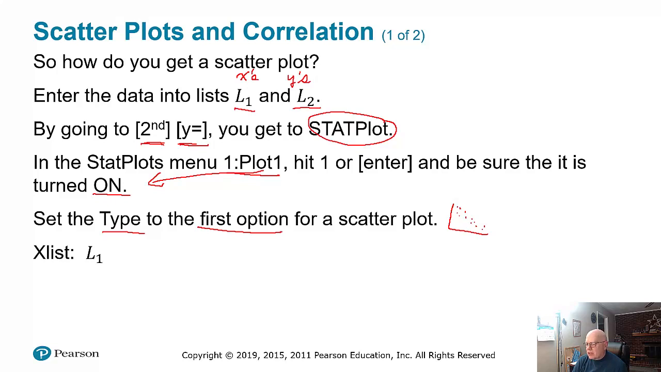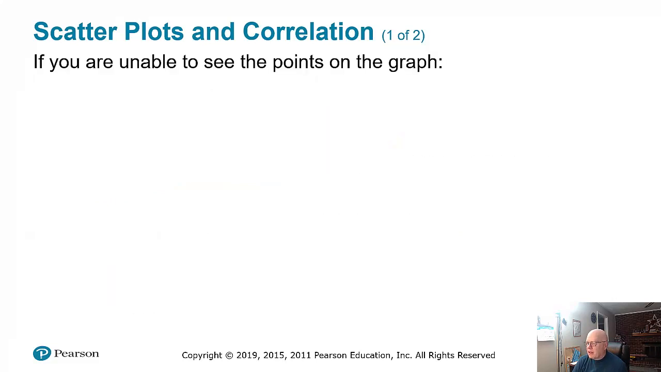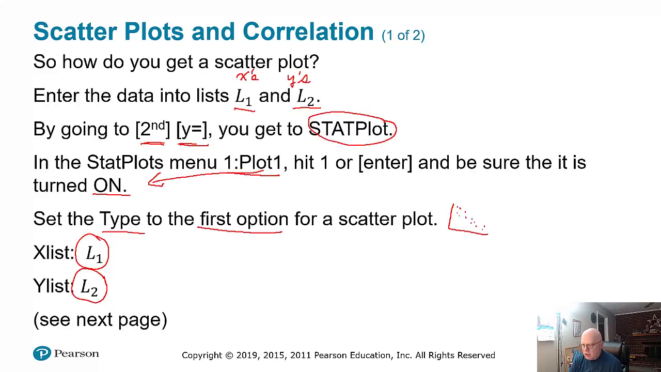Next, you want to tell it that the X list is in list L1. The Y list is in L2 because that's where you put them. Next. Oops, I forgot something here. Next, what you're going to do is hit the graph key. And on your calculator, that graph key is up about there.